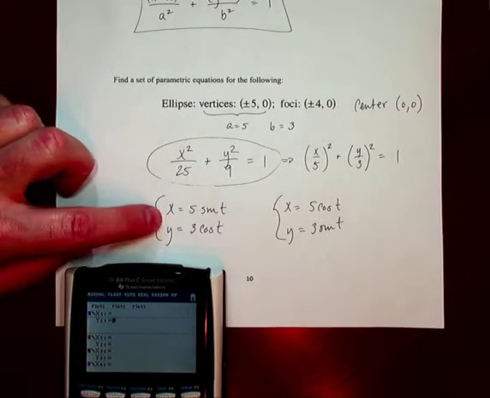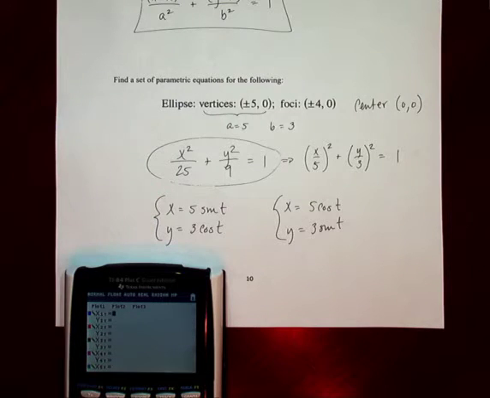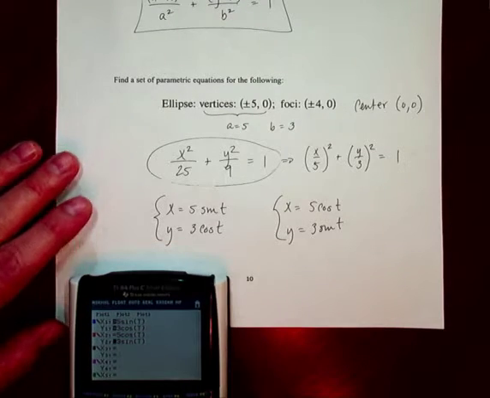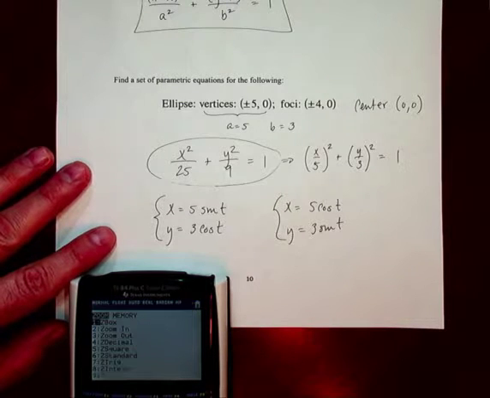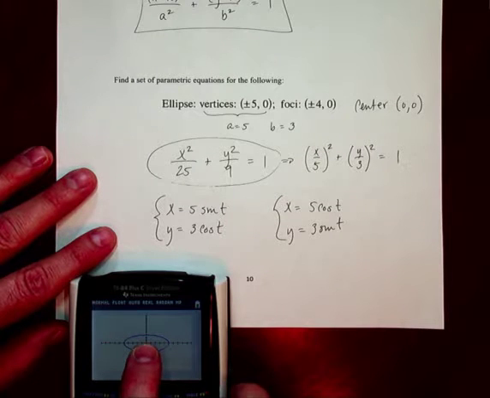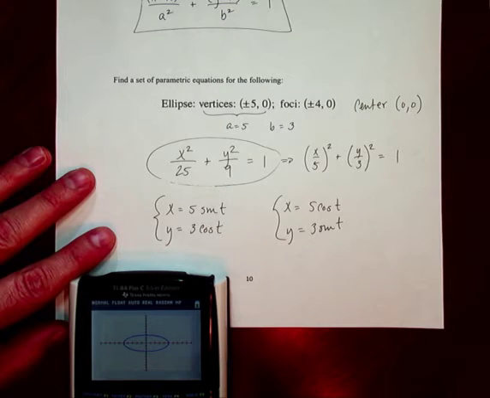Let's plug this set into x1, y1. So let's do 5 sine t and 3 cosine t. And then we'll do 5 cosine t and 3 sine t. Well, I'm going to go ahead and turn off this second one right here. And let's go ahead and zoom 6. Okay, notice where it started. It started up here at 0, 3 and spun around clockwise.